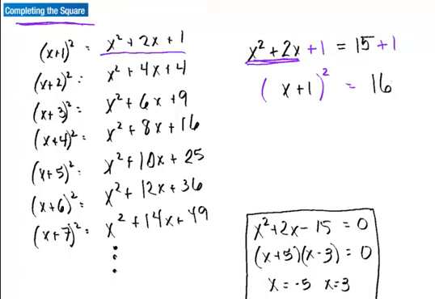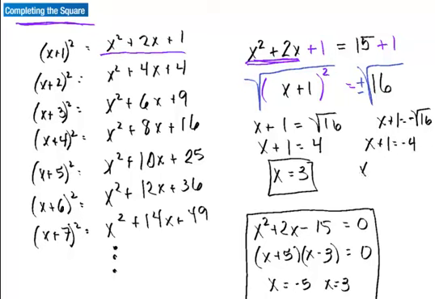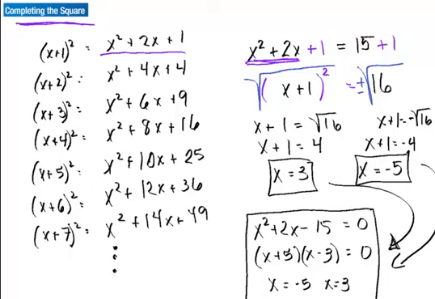Now I can take the square root of both sides, remembering my plus minus case. So let's do it. And then I would solve it as I did those others. x plus 1 is either equal to the square root of 16, or x plus 1 equals negative square root of 16. Let's solve it. x plus 1 equals 4, in this case, x is 3, or x plus 1 equals negative 4. Subtract 1 from both sides, x equals negative 5. Voila! Another way to solve these problems.